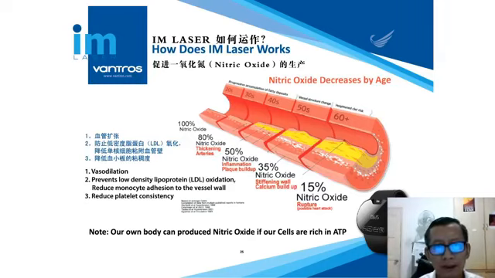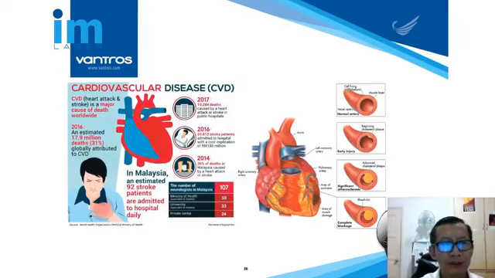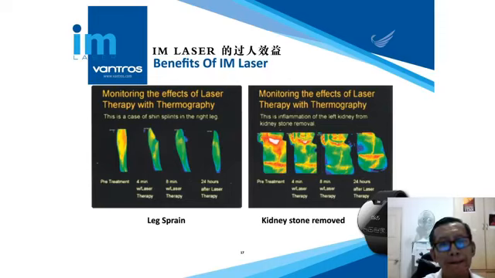So during this therapy, you're able to help cleanse all these plaque, to reduce it to the original state. Thus, you reduce your cholesterol, and that will help your high blood pressure, and at the same time reduces cardiovascular disease. Lastly, it will help to reduce inflammation and pain. Like this leg sprain, yellow and orange color is what we call inflammation. After 24 hours of treatment, it has reduced tremendously.